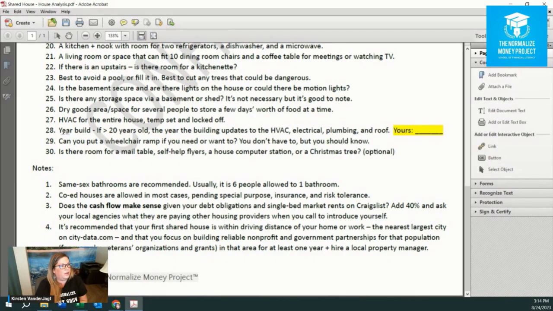Number 28, the year built. If it's over 20 years old, check the updates for the HVAC, the electrical, the plumbing, and the roof. This is really important for insurance purposes. Those houses that I was looking at earlier in Albuquerque, I think those were like 1970, but had some reno. And so probably in the last 20 years, they have updated those kinds of things.